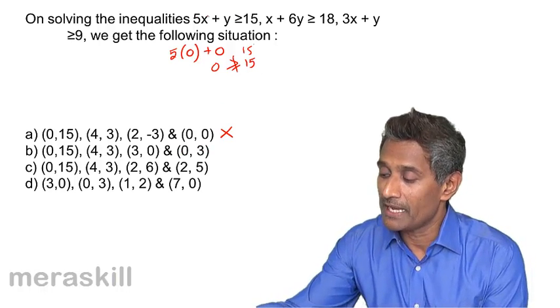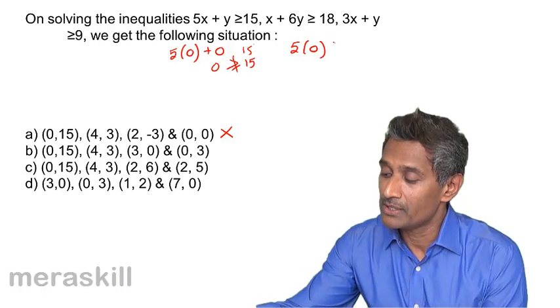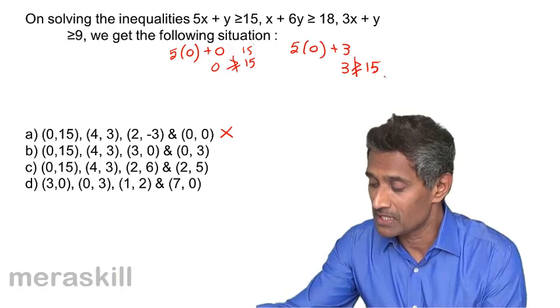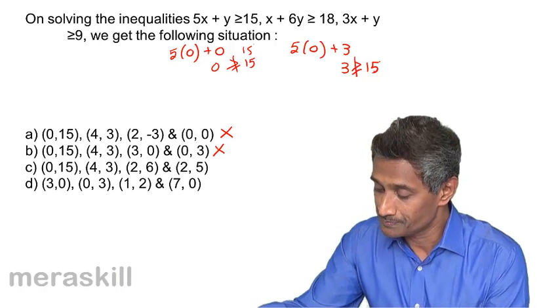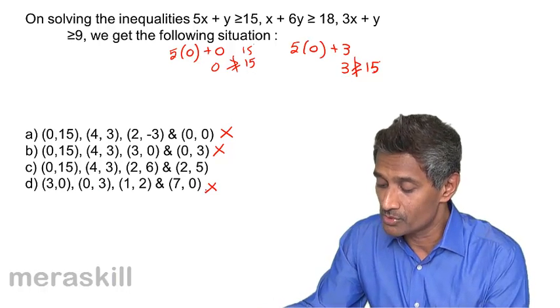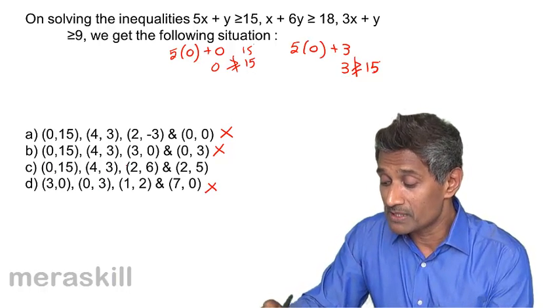Look at the 0, 3. Substitute over here 5 into 0 plus 3, and we have 3, which is definitely not greater than or equal to 15. So this is out of question. The same 0, 3 features here, so this makes no sense. So in all probability, this could be valid.